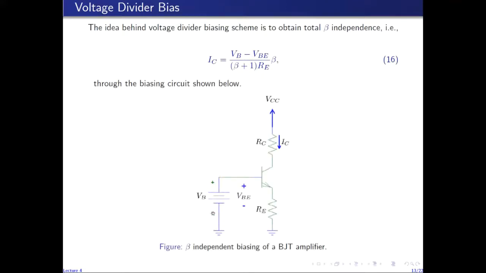So if you have a biasing circuit like this, you can see that the output collector current is then given by this expression. This expression is obtained by writing a KVL around this loop, around the input loop. So VB equals VBE plus IERE. So IE can be written in terms of IB or IC over beta, and we'll get this relation.